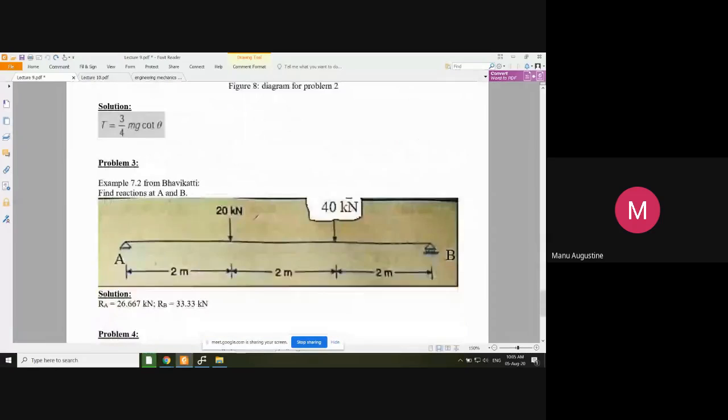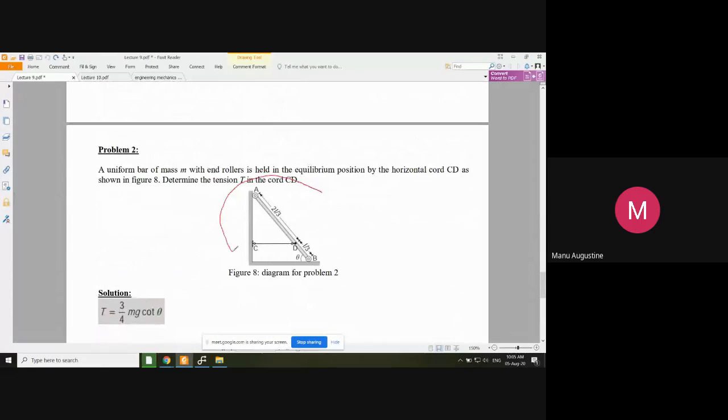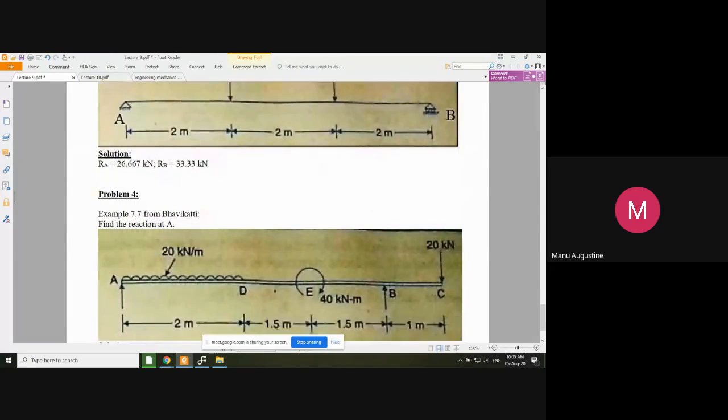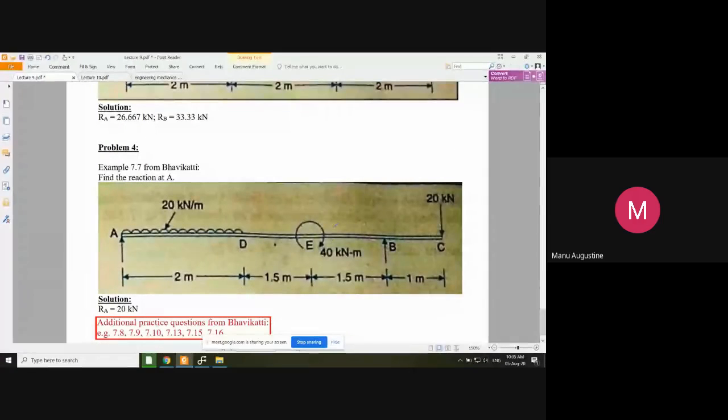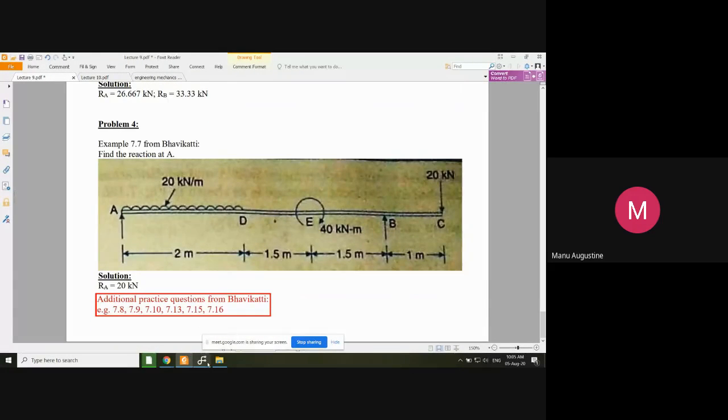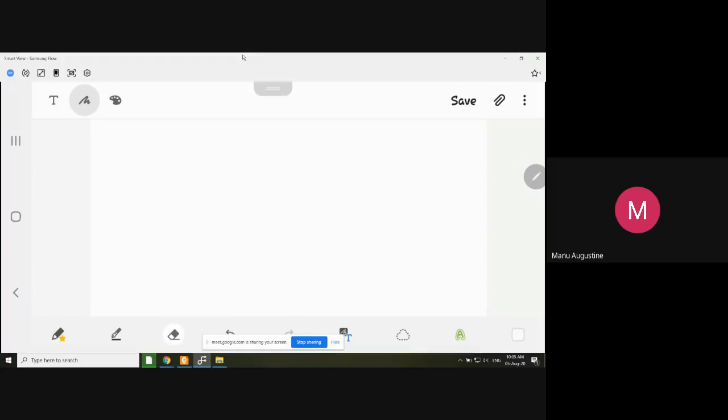Now, this ladder type of question is a very common question that comes into your RTU examinations. Another common type of question is simply supported beams. Now, let me first of all explain to you the concept of a simply supported beam.